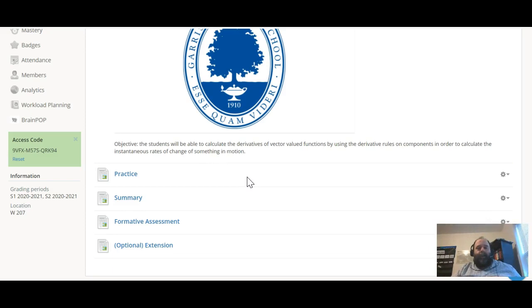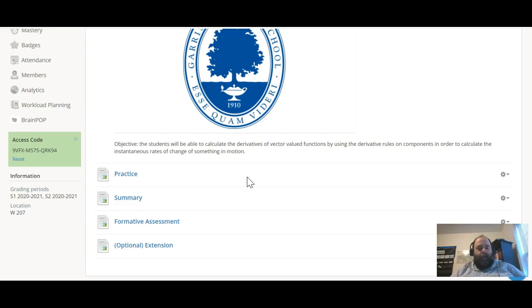So our objective was that you would be able to calculate derivatives of vector-valued functions by using the derivative rules that you already know from BC Calc on the components of the vector. And this will give you the instantaneous rate of change of something in motion.